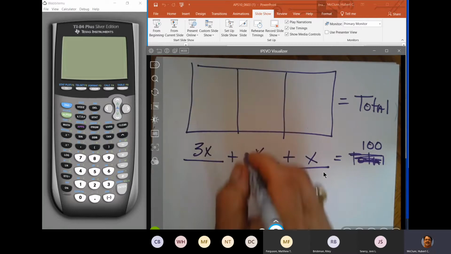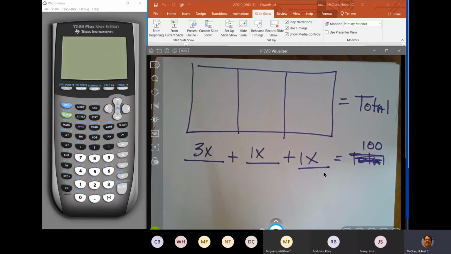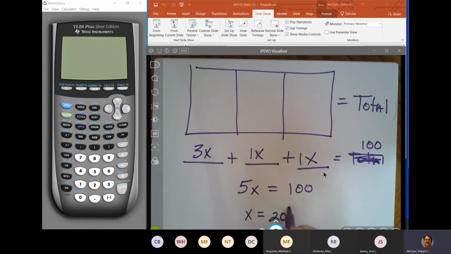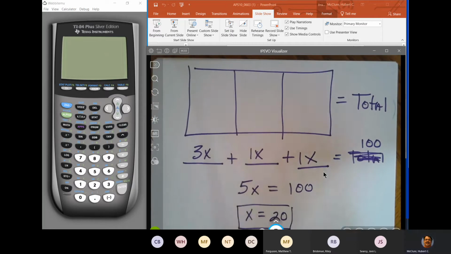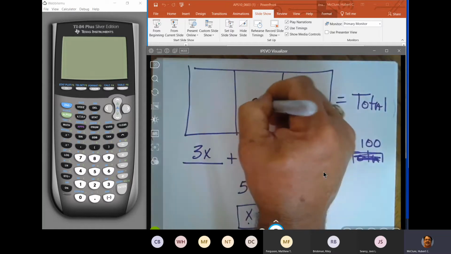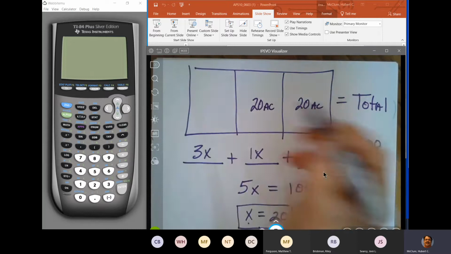So 3X plus 1X plus 1X is 5X. X is equal to 20. Now you're not done, because that is 1 lot. So this is 20 acres. This is 20 acres. And what is this one?